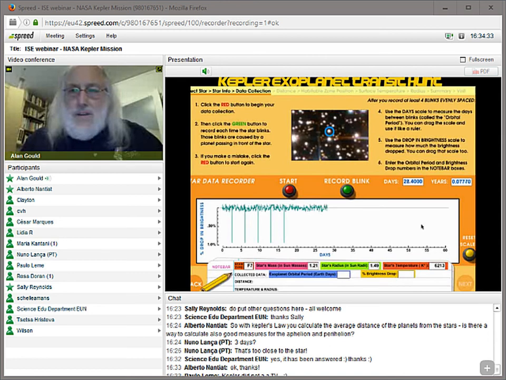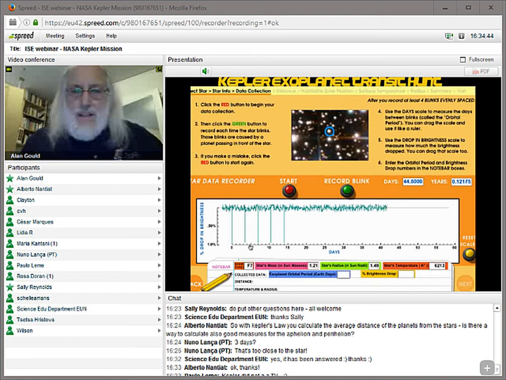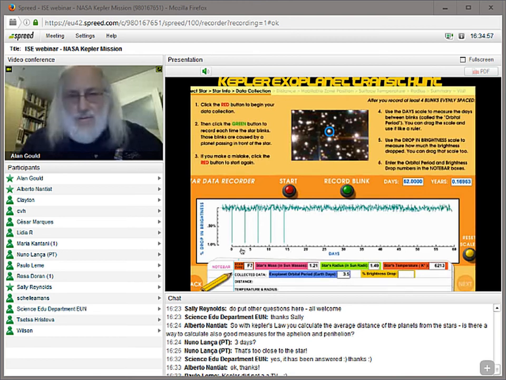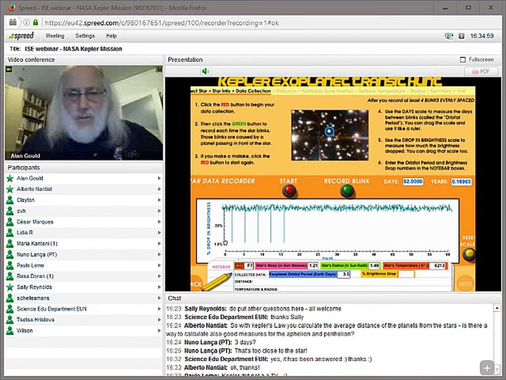Now a little secret is that you don't really have to wait till the very end before you start measuring the period, and you can drag the scale. Notice how we drag the x-axis scale up to more easily measure that. And I'm thinking that's about 3.2 days. So we put 3.5 into the note bar there.